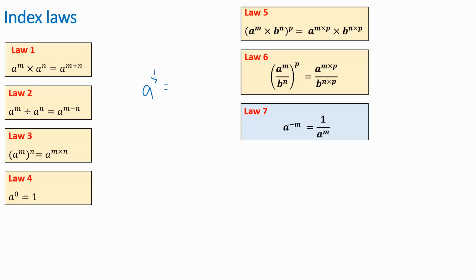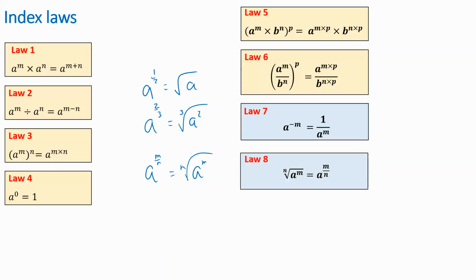a to the 1/2 is the same thing as the square root of a. So that means if I have a to the 2/3, this is the same as? Good. Okay, and that rule was a to the m/n is equal to the nth root of a, to the power of m. It makes sense because this is the nth root. That's how many nth roots you have. m is the power. Okay, number 8 is there.